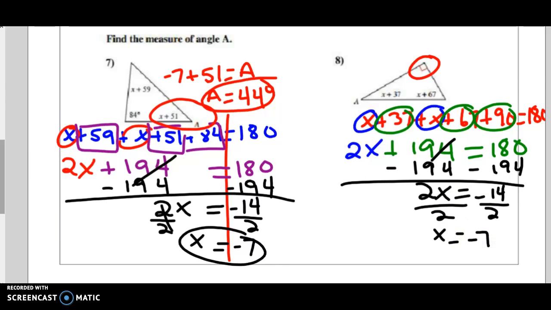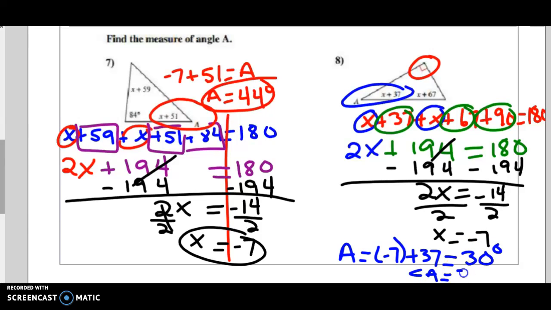However, even though x is negative 7, I still need to plug it in and solve for the angle. Right here, angle A, it tells us is x plus 37. So I need to substitute negative 7 in for x. So A is going to be equal to negative 7 plus 37, and when I add those two together, I get positive 30. So that means that angle A is equal to 30 degrees.